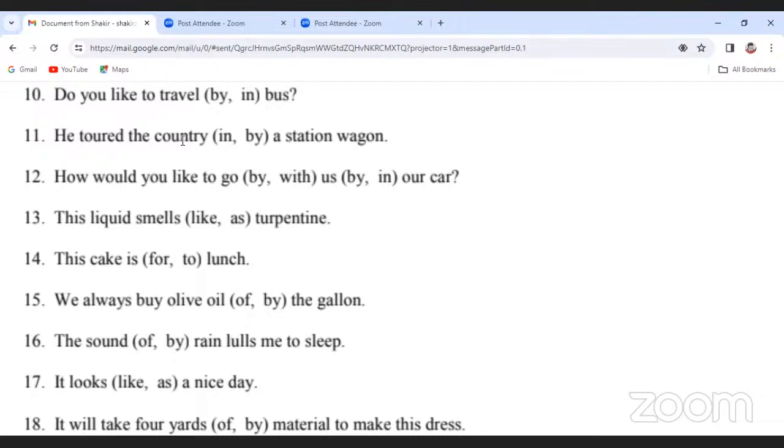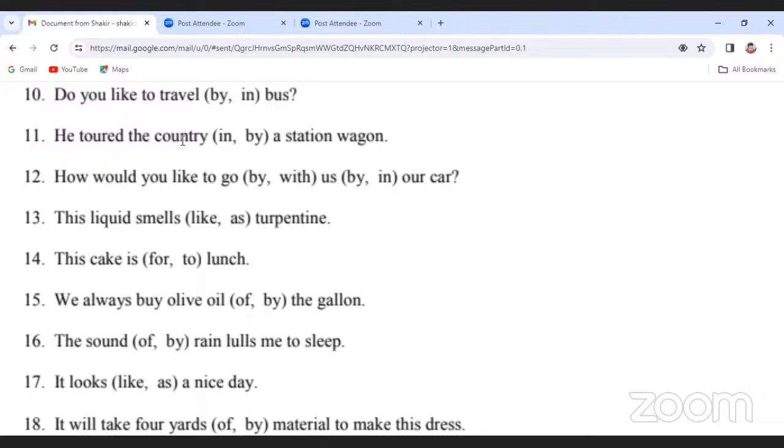Number 12. How would you like to go dash us, dash our car? Question mark. Everyone please give it a try. No. How would you like to go with us? Yes, with is correct, but in is not correct. How would you like to go with us by our car?